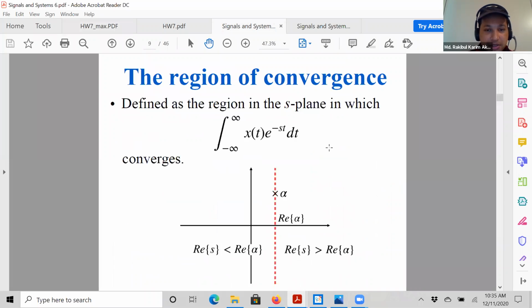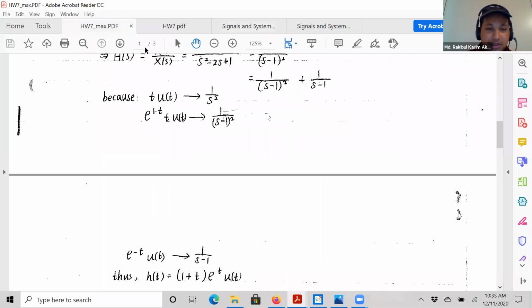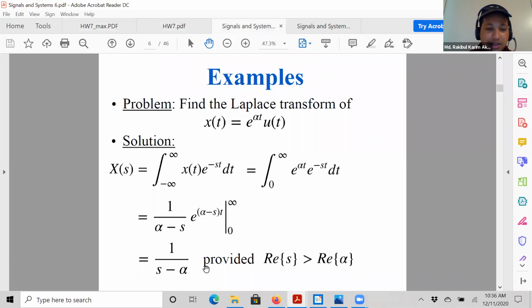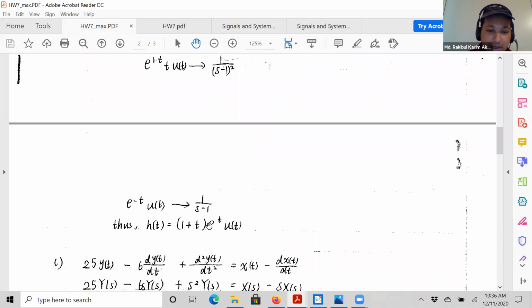What you have learned in the very basic example, I always go back here. If it is 1 by s minus alpha, in this format, you know the answer, e to the power alpha t ut. So if this alpha is 1, what will happen? e to the power t ut. So your part 1 by s minus 1 is exactly similar to 1 by s minus alpha. So you know the answer. It will be e to the power t ut.